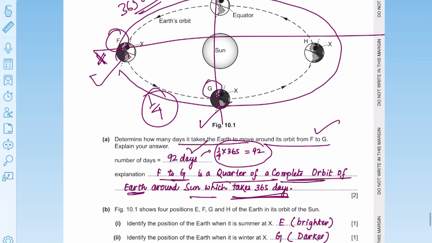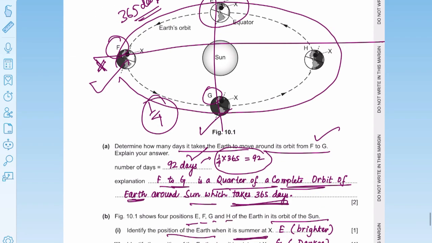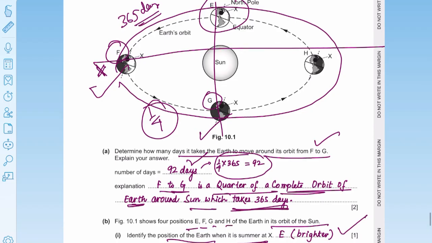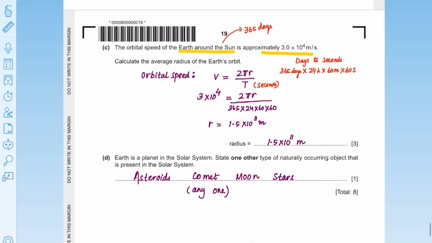Figure 10.1 shows E, F, G and H positions of the earth in orbit. So identify the position of the earth where it is summer at X. Okay, it's easy, because if you see this, this is very bright, so definitely this will be brighter, because that is summer. And winter, this is darker, right? You can see at G, that will be darker, means this will be winter. Got it?